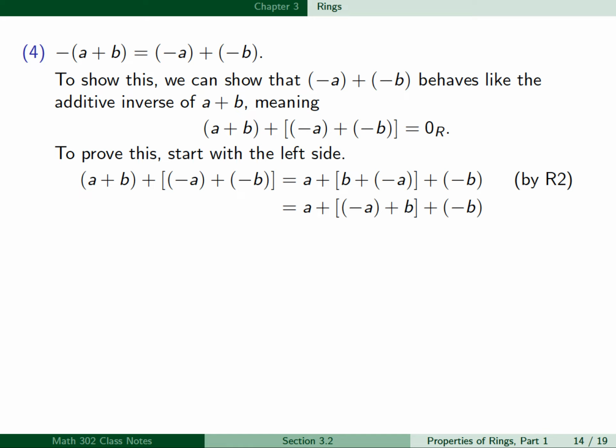Now inside the brackets on the right side, we're going to rearrange the order of the terms, and so this will be a plus the quantity minus a plus b, plus minus b. So this is the commutative law of addition, R3.